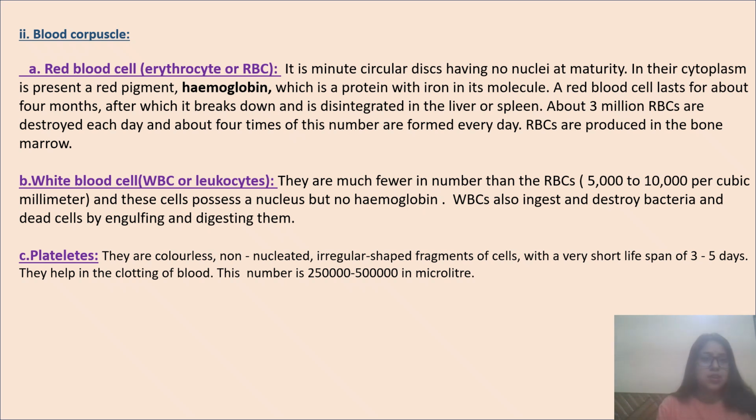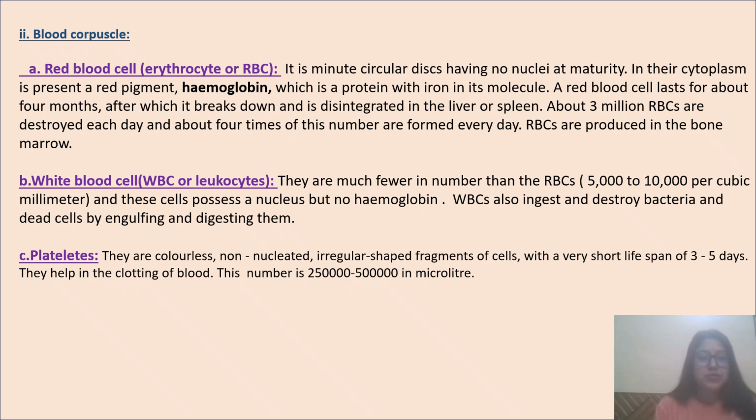Next, blood corpuscles. First is red blood cells, or erythrocytes, or RBC. It is a minute circular disc-like structure having no nucleus at maturity. In their cytoplasm is present a red pigment called hemoglobin, which is a protein with iron in its molecule. A red blood cell lasts for about 4 months or 120 days, after which it breaks down and is disintegrated in the liver or spleen. About 3 million RBCs are destroyed each day, and about 4 times this number are formed every day. RBCs are produced in the bone marrow.